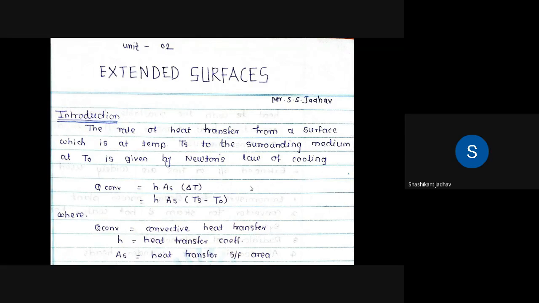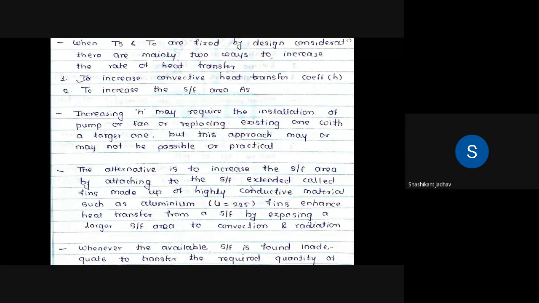So the only way to improve the rate of heat transfer is by increasing the surface area. Okay, write down. So when Ts and To are fixed by design consideration, there are mainly two ways to increase the rate of heat transfer.